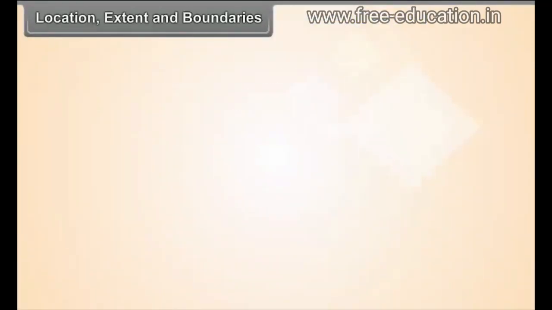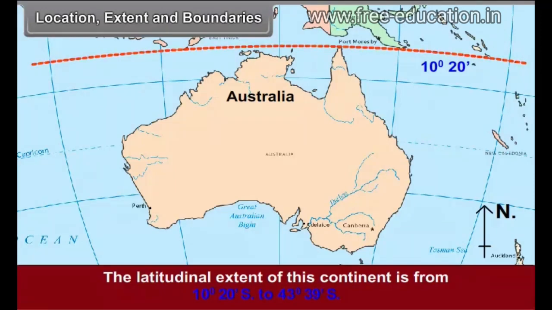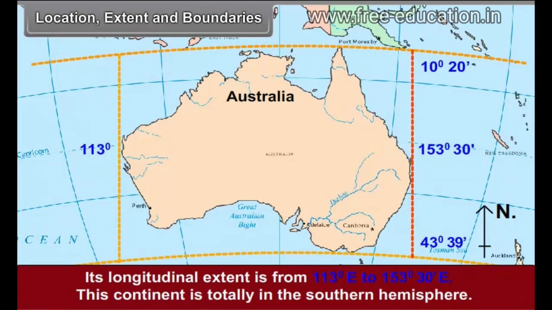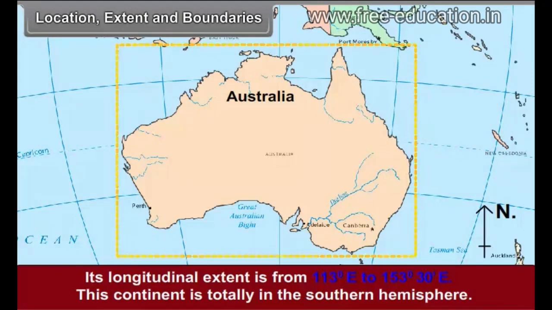Location, extent and boundaries. The latitudinal extent of this continent is from 10 degrees 20 seconds south to 43 degrees 39 seconds south. Its longitudinal extent is from 113 degrees east to 153 degrees 30 seconds east. This continent is totally in the southern hemisphere.